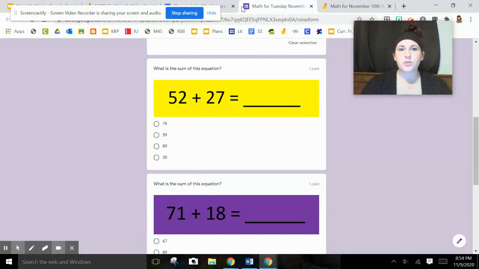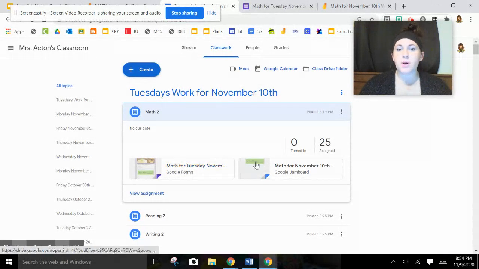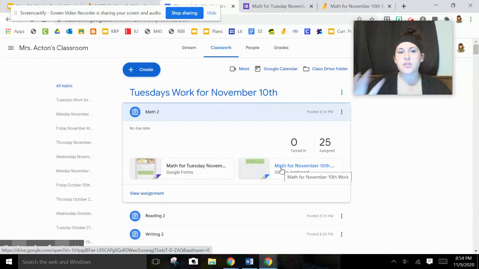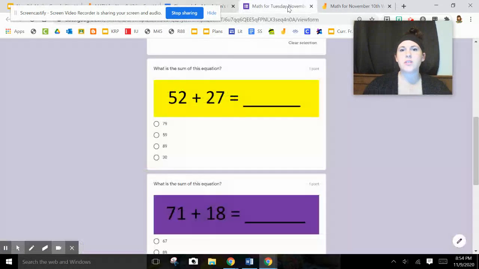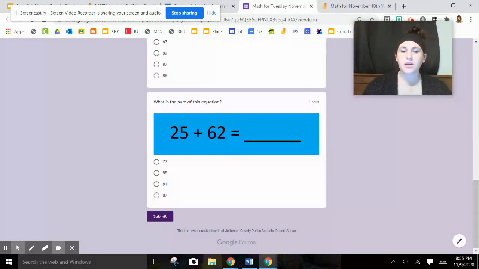So make sure that when you open up that classwork, you use both of these things, the form and the Jamboard, and switch back and forth solving those equations and having your answers. And once you're done, go all the way down to the bottom and push that submit button, then you're done with math for today. Okay?